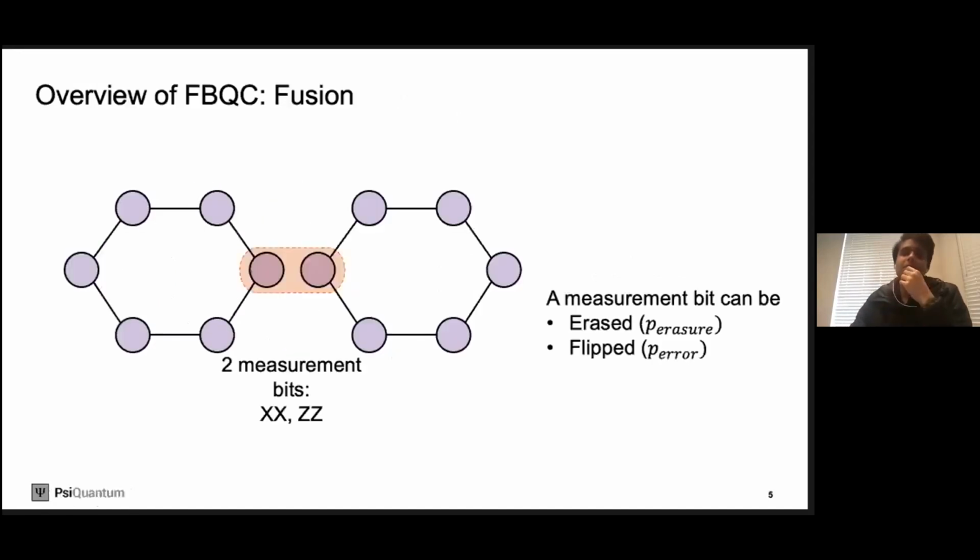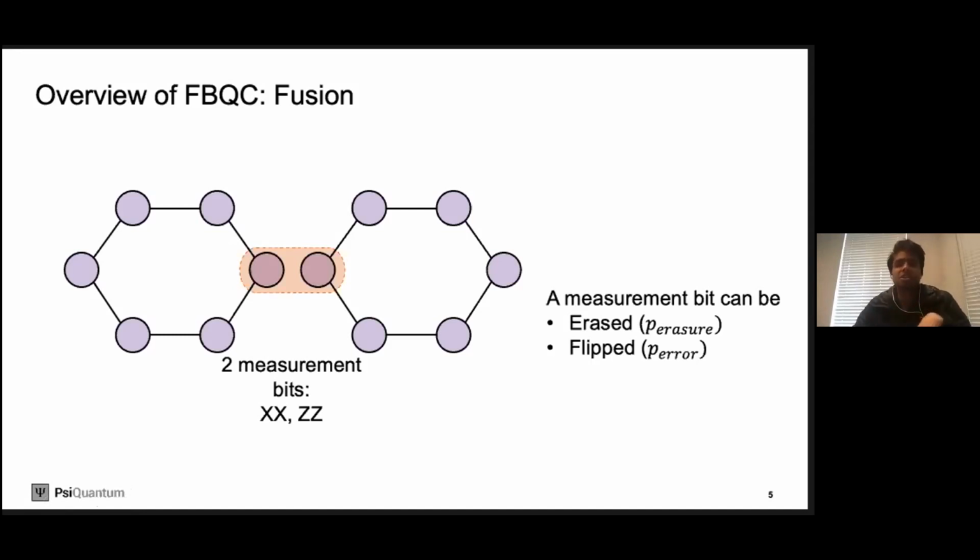The second primitive that we use is an entangling measurement that we call fusion, which is depicted by the orange oval here. So a very natural example of fusion is a Bell measurement that measures 2 qubits. So for instance, in this case, it measures these 2 qubits that are going into this particular fusion. And so it measures these 2 qubits and generates 2 classical bits, which are the XX and ZZ measurement outcomes for these 2 qubits. The focus of this talk is on fault tolerance.